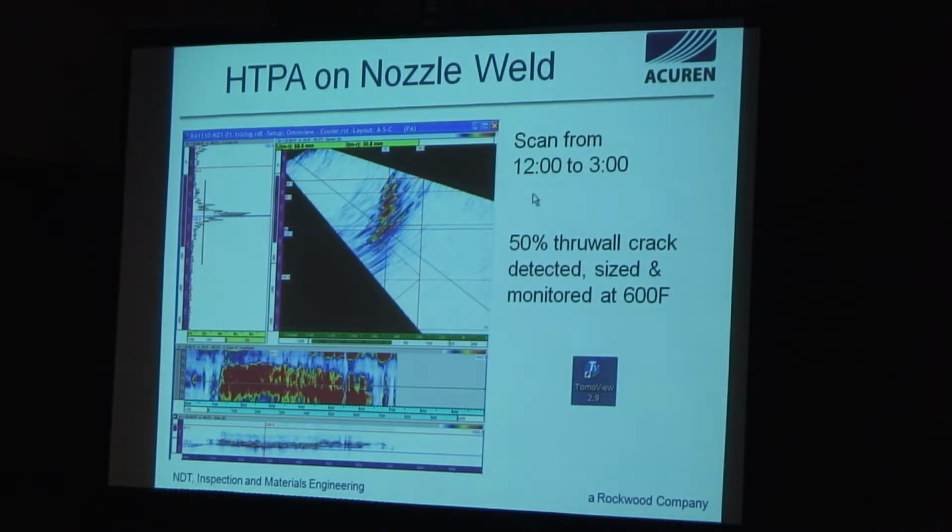Continuing on, same thing, in this case a nozzle, and we don't need to launch into this one, but basically at 600 degrees being able to see a crack in a nozzle, much like at 400 degrees being able to see any flaws developing in a weld.